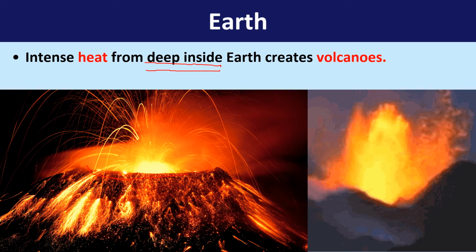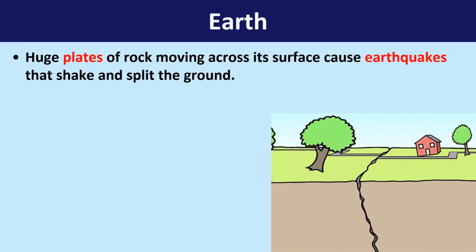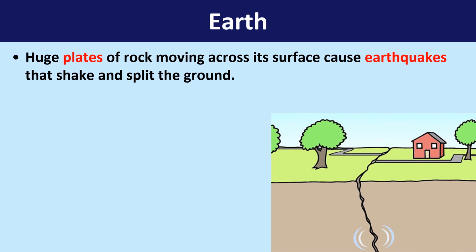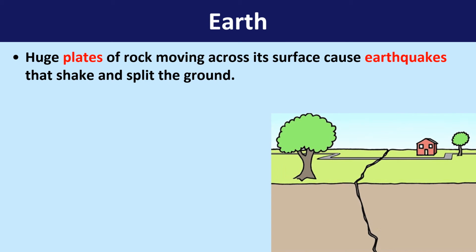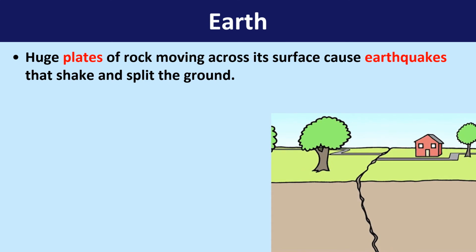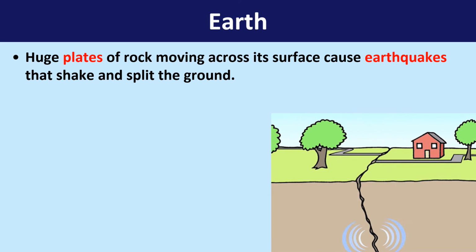happens because of a crack in the plate. And if you can see a little bit behind, there is a plate behind, there is a plate at the front. Imagine a collision or gap that happens, creating volcanic activities. If you think about earthquakes, that's another sudden event. Earthquakes happen because huge plates of rock move across the surface, and it causes a shock wave.